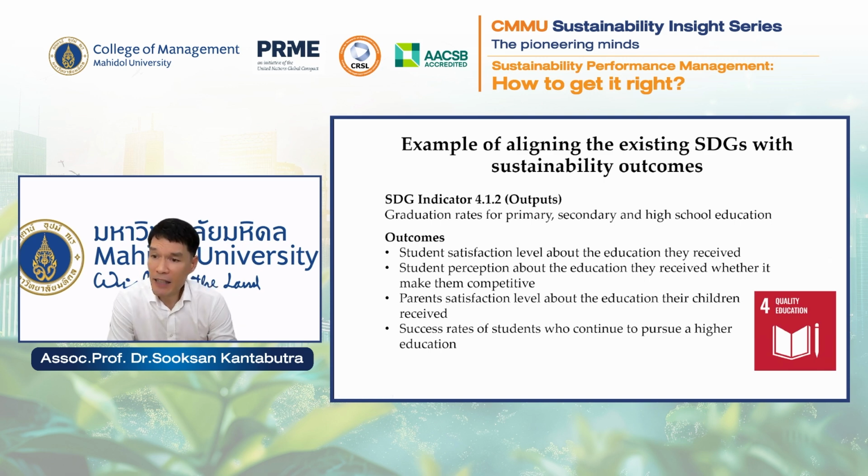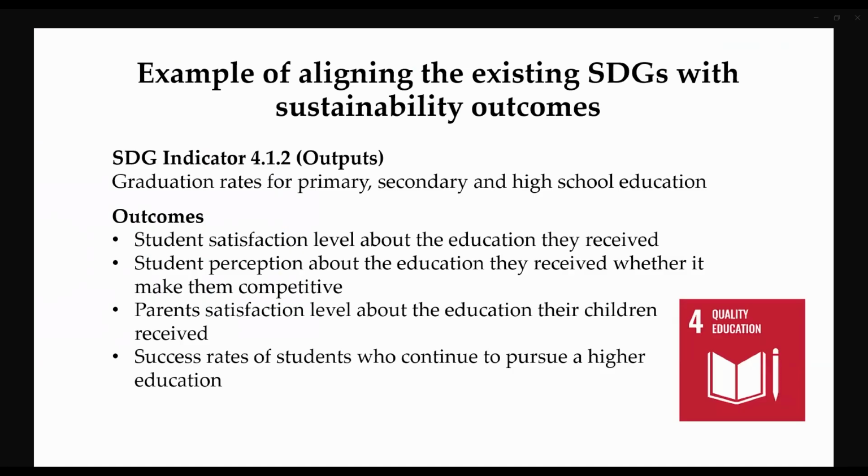So let's say SDG goal number 4, quality education. SDG indicator 4.1.2 is graduation rate for primary, secondary, and high school education. So you simply stop at that currently. How many people have access to school? You get the number. How many people have actually finished school? You stop at that. Of course, the number increases each year and you celebrate. But that does not actually lead to quality education, you see. It's leading to an improving indicator, but not actually leading to quality education.